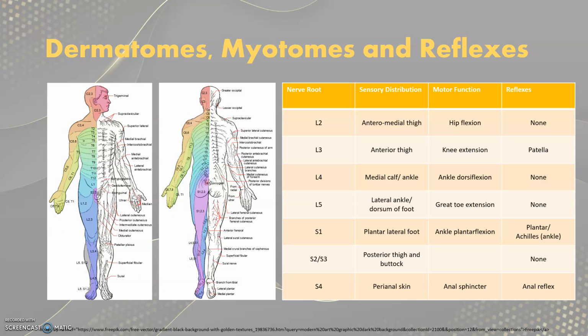The table on the right outlines which nerve root supplies sensation to which part of the lower limb, motor function, and reflexes. Some of the more important nerve roots are L3 and 4 associated with the patellar reflex, S1 associated with both the plantar and Achilles tendon reflex, and S4 associated with perianal skin sensation, anal sphincter tone, and the anal reflex.